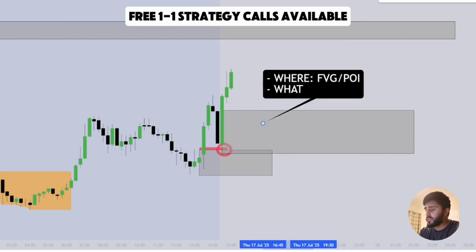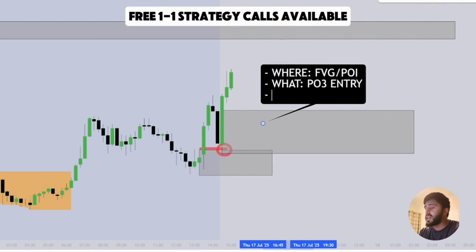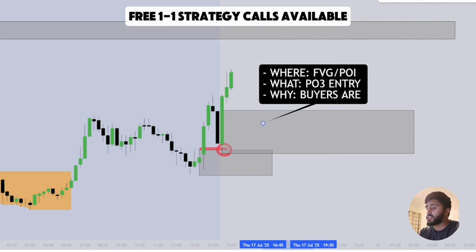You need to know what to look for, and this is essentially a PO3 entry, and we're going to dive into what that means. And then you want to know why you want to be buying in this case. The reason you want to be buying is because we can see aggressive sellers failing, which means that buyers are in control, and this is the most important thing.